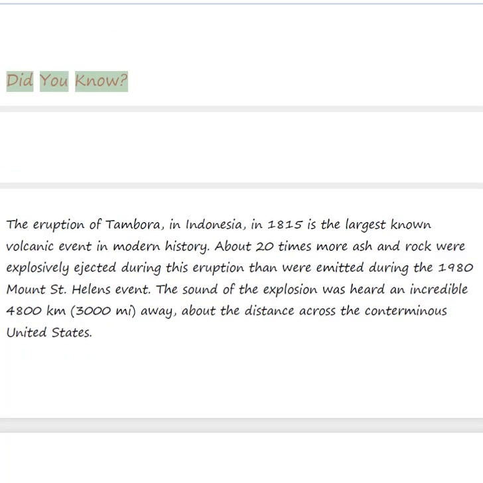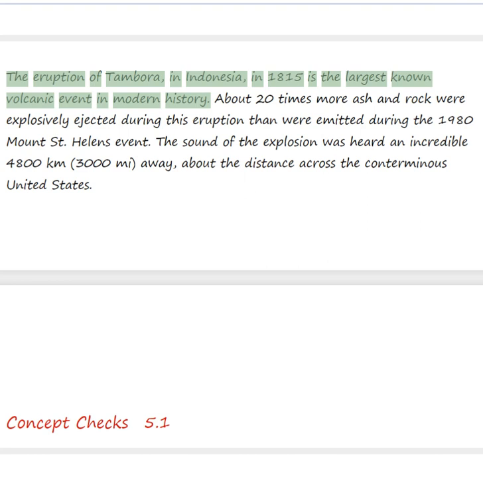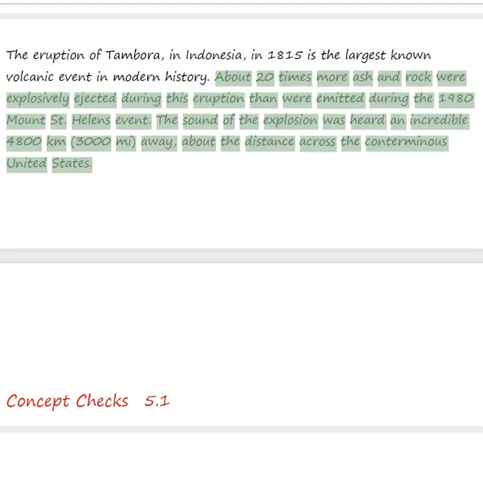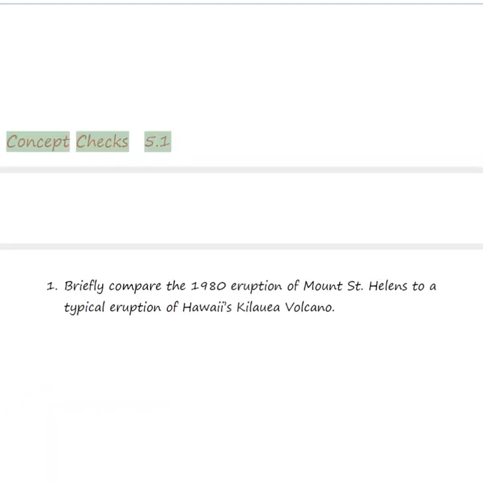Did you know? The eruption of Tambora, in Indonesia, in 1815 is the largest known volcanic event in modern history. About 20 times more ash and rock were explosively ejected during this eruption than were emitted during the 1980 Mount St. Helens event. The sound of the explosion was heard an incredible 4,800 kilometers away, about the distance across the conterminous United States.